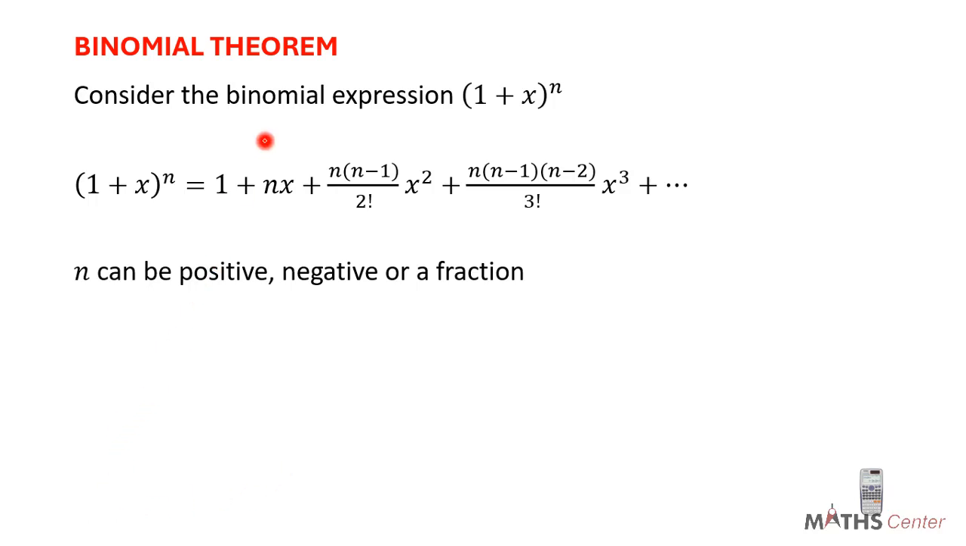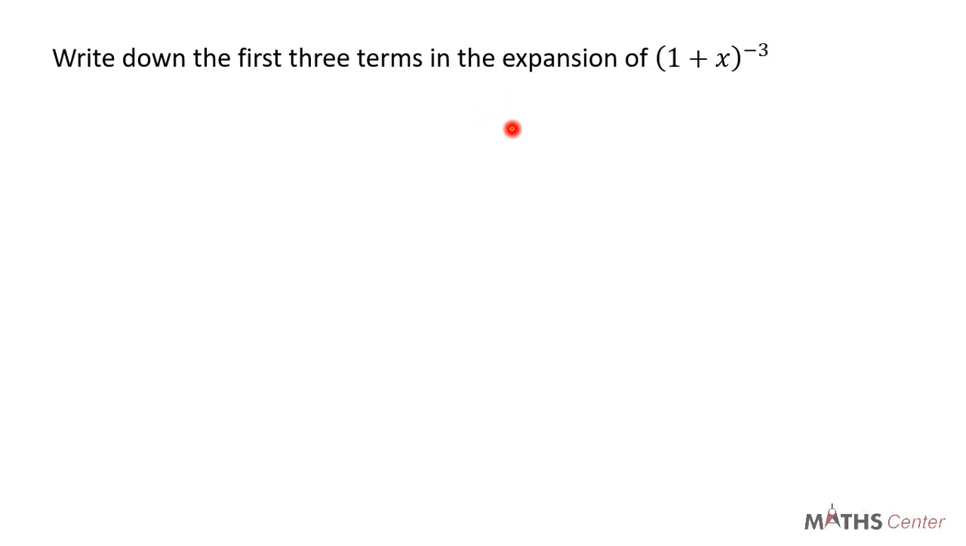Remember that before you can use this formula, the first term in the binomial expression should always be 1. Okay. Let's consider some questions. Write down the first 3 terms in the expansion of (1 + x) exponent negative 3.